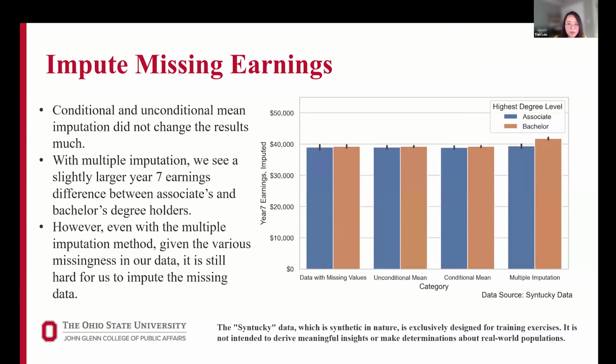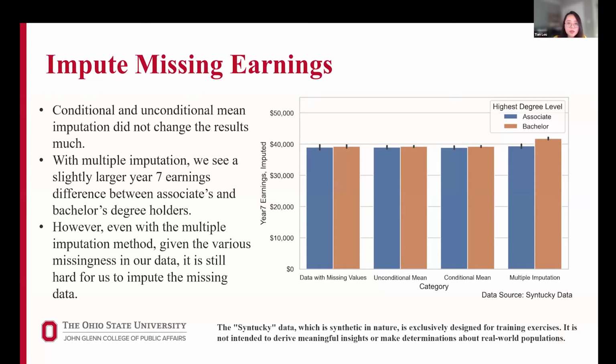with unconditional mean. Essentially, for this simple descriptive analysis, even if you apply the unconditional mean imputation, the results will not change much. Same for the conditional mean imputation. And in terms of the multiple imputation, the results did improve to some extent. We did see some level of difference between earnings of bachelor's degree holders and associate's degree holders. However, the difference is really not as large as we can see in other data sources.